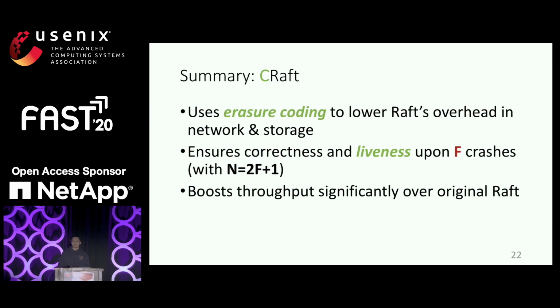In summary, today we present CRAFT, a consensus protocol utilizing erasure coding to lower the network and storage overhead. CRAFT ensures correctness and, more importantly, liveness. It guarantees the system can still run with f server crashes out of a total of 2f plus 1. Thanks to the lower network and storage overhead, CRAFT achieved significantly higher throughput compared with the original Raft consensus protocol.